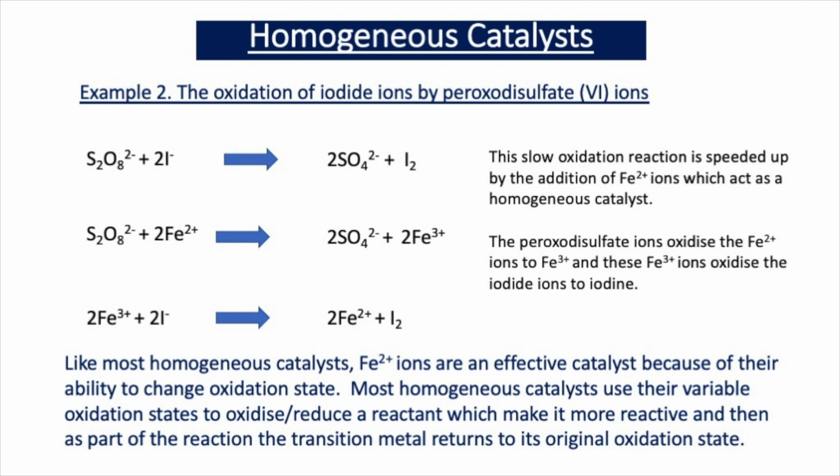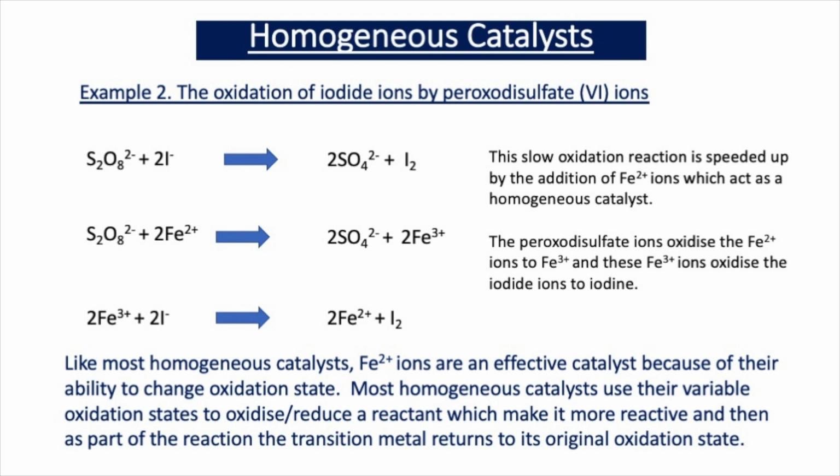Now a second example of a homogeneous catalyst is iron 2+ ions in the oxidation of iodide ions by peroxodisulfate(VI) ions. Now the peroxodisulfate ion, S2O8 2-, oxidizes I- to iodine and sulfate ions. However, the reaction is very slow because if you look at this top equation, you can see that you have two negative ions which would repel each other, not attract each other, and therefore there would be a low frequency of collisions, and that's why there's a slow rate.